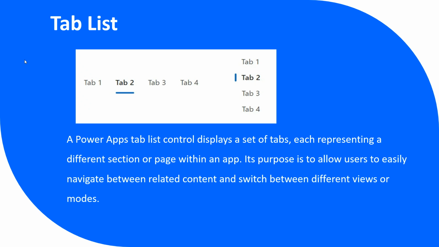So the first control is the tab list control. This is how the tab list control will look in our Power Apps. You can add this tab list control vertically or horizontally. Both modes are available. The tab list control basically displays a set of tabs, and each tab represents a different section or page within an app, and its purpose is to allow a user to easily navigate between related contents and switch between different views or modes.